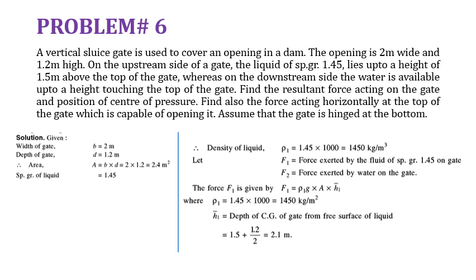So the first step should be to draw this figure using the information given in the statement. So we have to find out the resultant force acting on the gate and the position of center of pressure. Also find the force acting horizontally at the top of the gate, which is capable of opening it. Assume that the gate is hinged at the bottom.